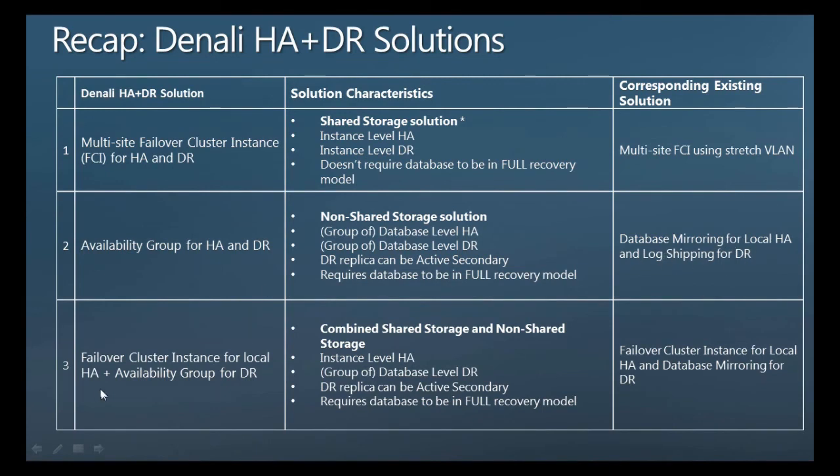The third one is the combination of both 1 and 2. It has instance level HA but database level DR. Other benefits are the same as the availability group. The corresponding existing solution is you have a failover cluster instance for local HA but use database mirroring for DR.